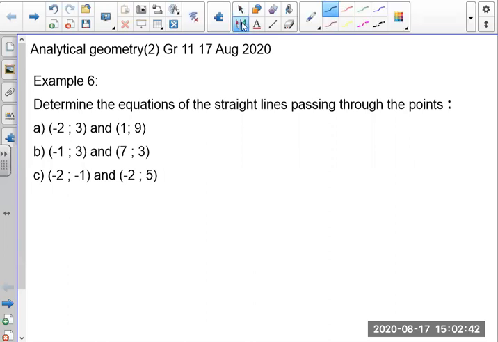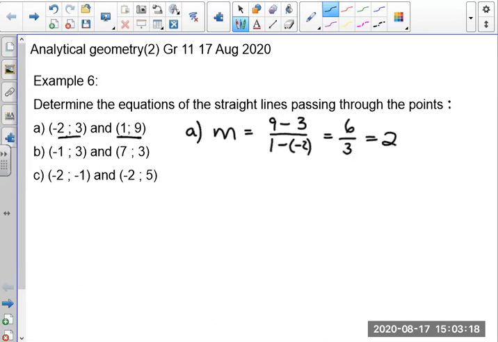Okay, now the first one, they've given you 2 points. So if I start with number A, the first thing that you need to calculate is the gradient. So the gradient between these 2 points, you remember gradient is y minus y over x minus x. So I'm going to say 9 minus 3 over, if I started with a 9, I must start with a 1. 1 minus 2. 9 minus 3 is 6. 1 minus 2 is 3. So the gradient is 2.